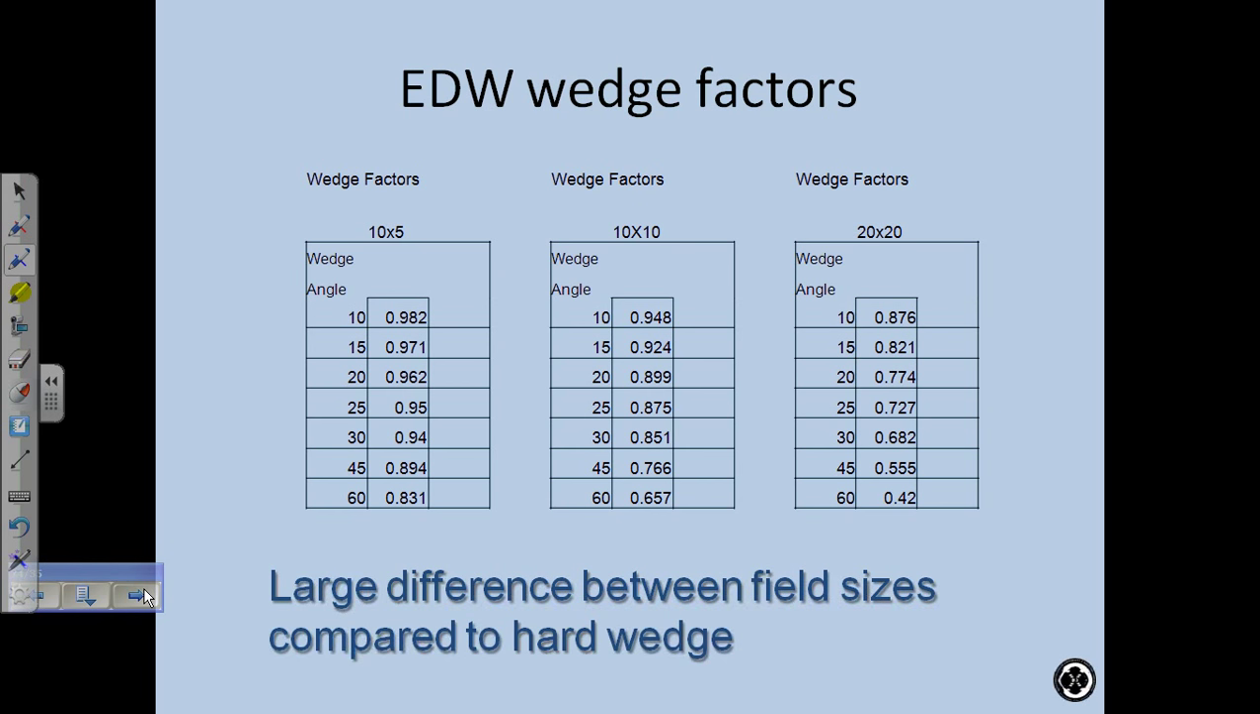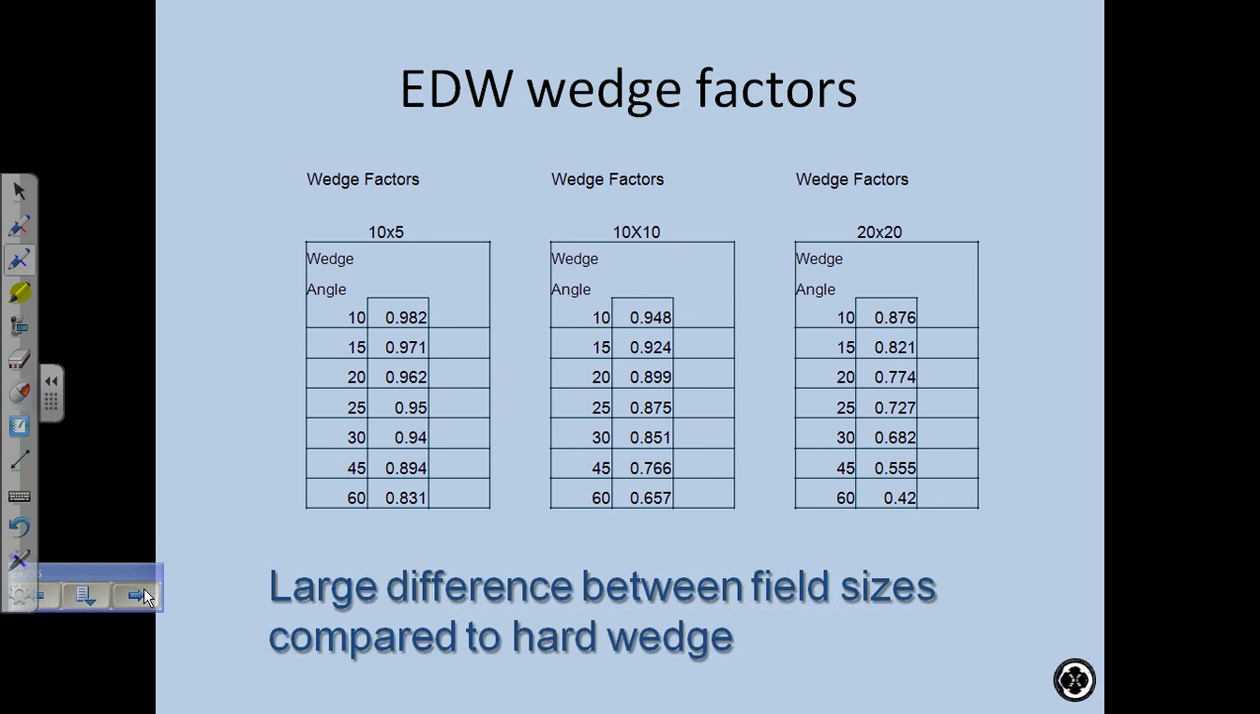Okay, wedge factors. We talked about static wedge factors and how to measure them. You do the same process for EDW, same measurement process. So it's dose or reading with the wedge divided by dose or reading without the wedge. They're very different for dynamic wedge. For static wedges, it's very intuitive. As the wedge angle gets higher, the wedge factor gets lower because the thickness of the metal is bigger. As energy goes up, wedge factor goes up. As field size goes up, wedge factor goes up. It's not that intuitive with this.